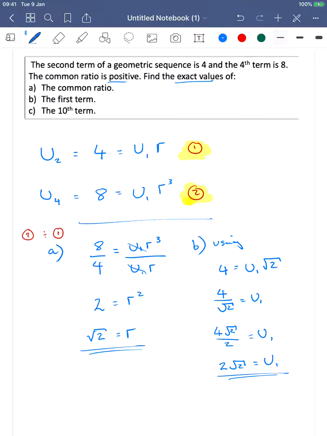And C then, the 10th term, let's go across here, just because I'm running out of space. 10th term is equal to u10 equals u1, 2 root 2, I've just worked that out, times r, root 2, to the power of n minus 1, which is 9. I'm going to put that into my calculator again. 2 root 2 times root 2 to the power of 9, and I get 64. That's my answer here.